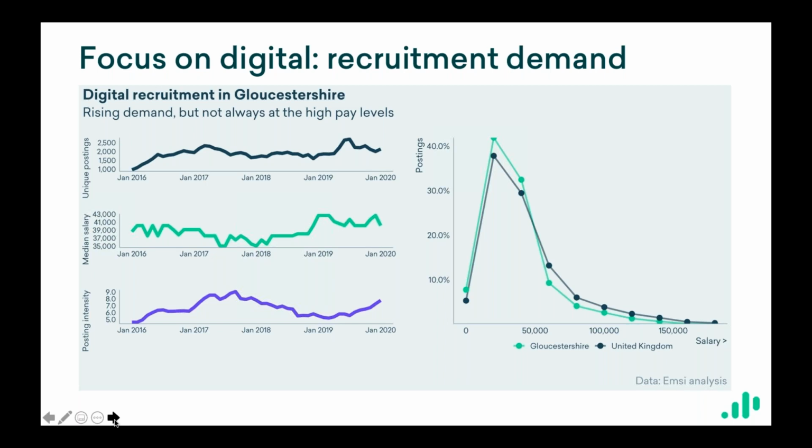So we've just added salary into our job postings data. What we've done here is look at some intervals, about £20,000 ranges each. And what you can see is that Gloucestershire digital job postings tend to be more in the 30 to £50,000 range, and a bit less likely to be at the £60,000 and above range than nationally.